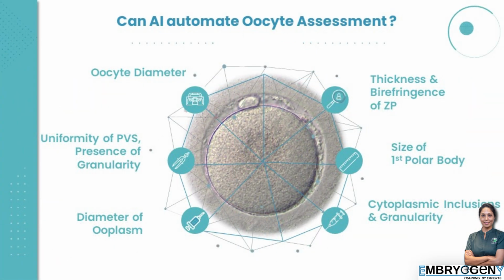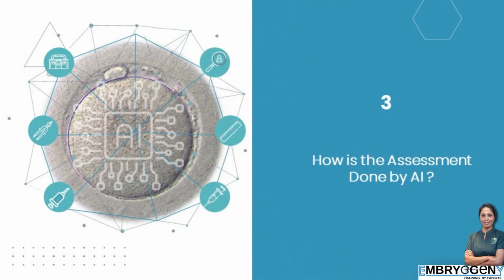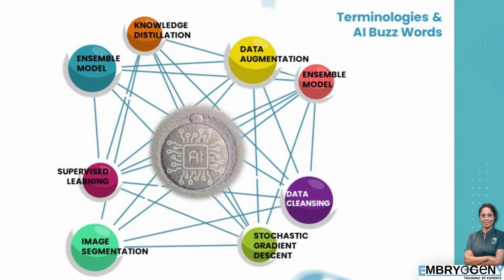Our job today is to understand if AI tools can be used to automate oocyte assessment. These are some terminologies and buzzwords like data augmentation, knowledge distillation, ensemble model, supervised learning, data cleansing, stochastic gradient descent. These are AI buzzwords that you can conveniently ignore today, because every time you make an effort to understand the AI model and are presented with these buzzwords, we end up not going any further in our reading as biologists. That's the entire reason why we took biology as our major, right?